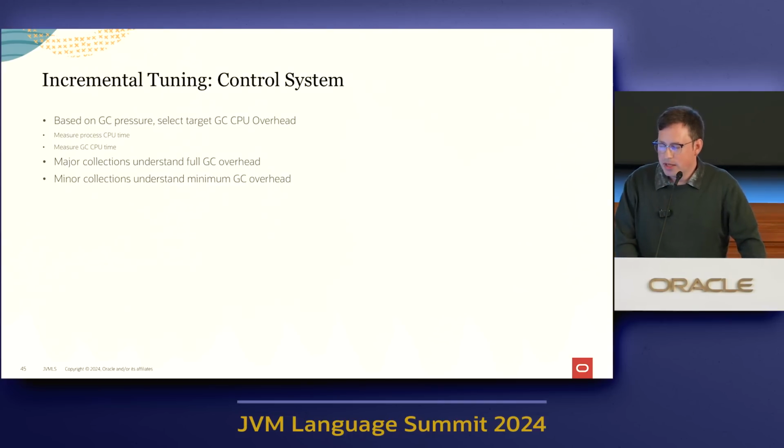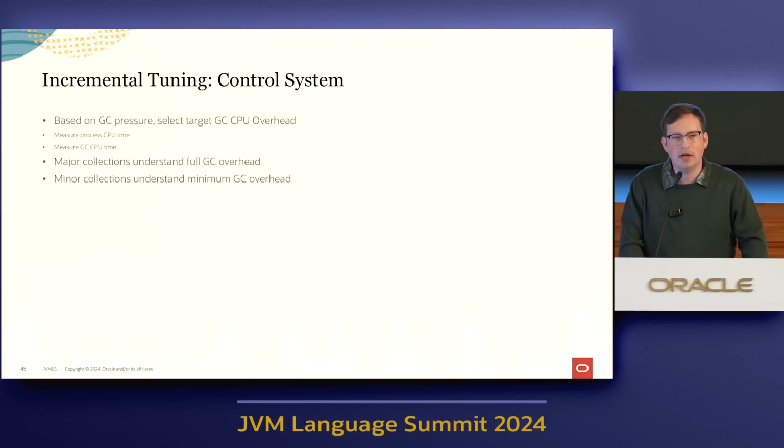Once we've done that, we perform incremental tuning of the system with a control system. And we establish a target GC overhead that we want based on this GC pressure. And we measure the actual CPU time spent by the GC and CPU time spent by the process. And we can calculate how much CPU overhead we have. Now, in this system, the major collections collect both the young and old generations. It has a complete picture of the total cost of garbage collection. And that allows major collections to both grow and shrink.